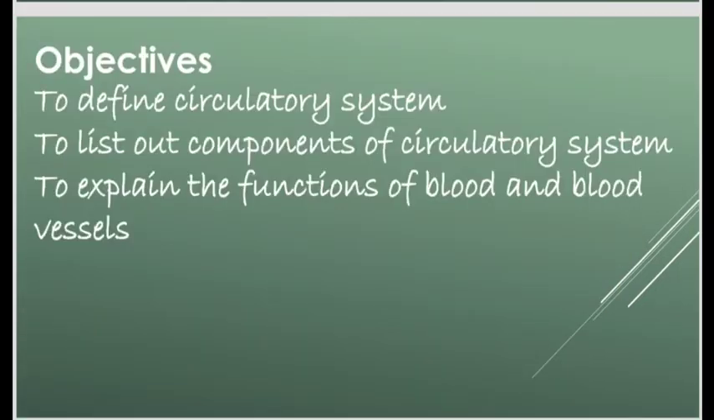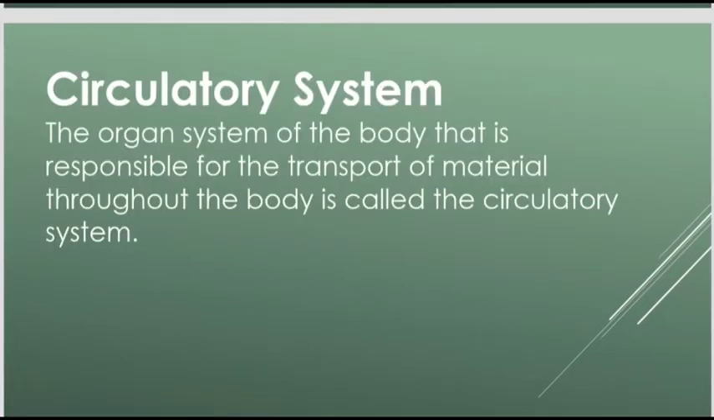Objectives: to define the circulatory system, to list out the components of the circulatory system, to explain the functions of blood and blood vessels. Circulatory system: the organ system of the body that is responsible for the transport of material throughout the body is called the circulatory system.